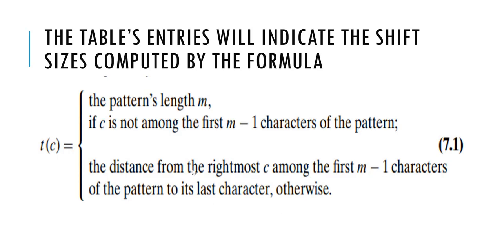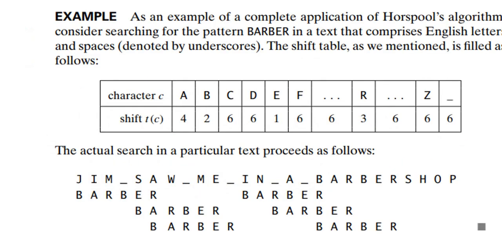So that is nothing but the distance of the character from the rightmost position. It is the distance from the M-1 characters of the pattern to its last character. So you have to find out how it is placed, how much distance there is between the last character and the particular character which occurred in the pattern. So here, you can see in this particular example.